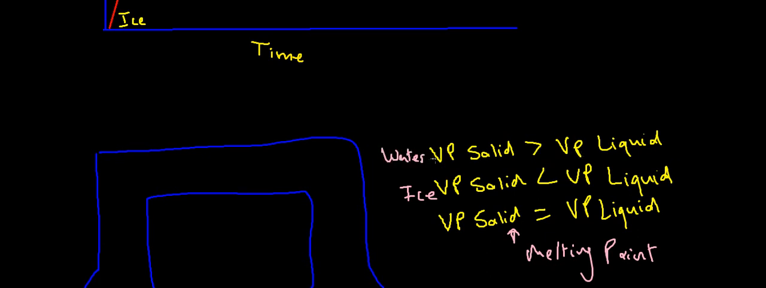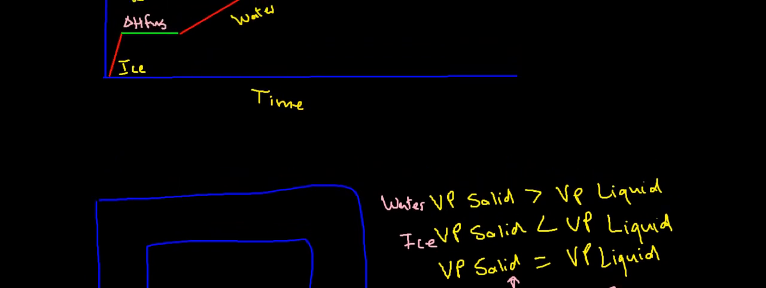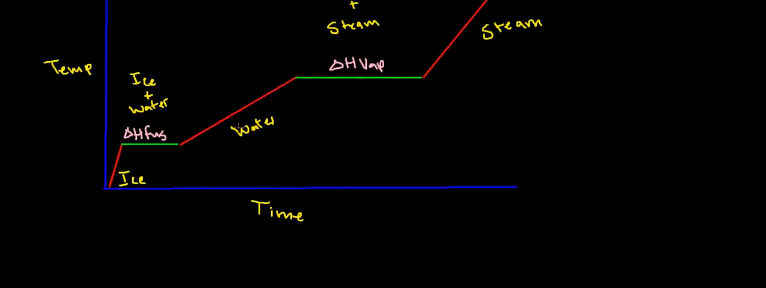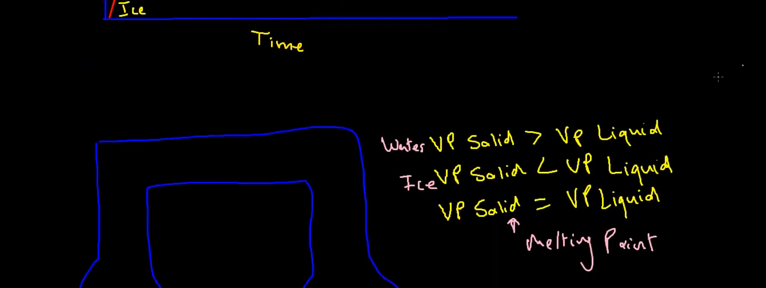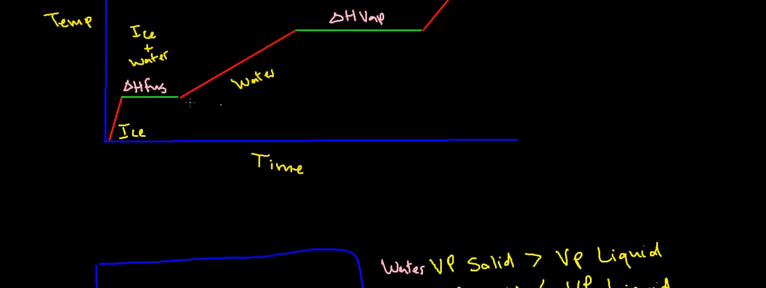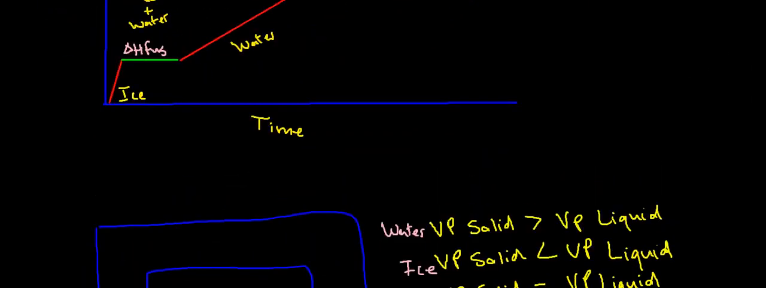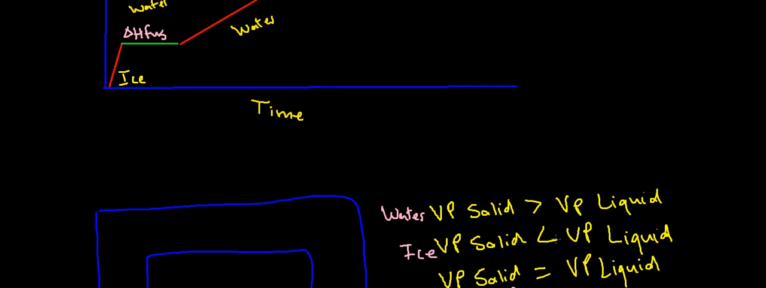When I have water, the vapor pressure of the solid is greater than the vapor pressure of the liquid. See, what's happening is, as the temperature changes, the vapor pressures of the different states, the solid and the liquid, change as well. And eventually, when the temperature is lower, the vapor pressure of the liquid is greater than the vapor pressure of the solid.